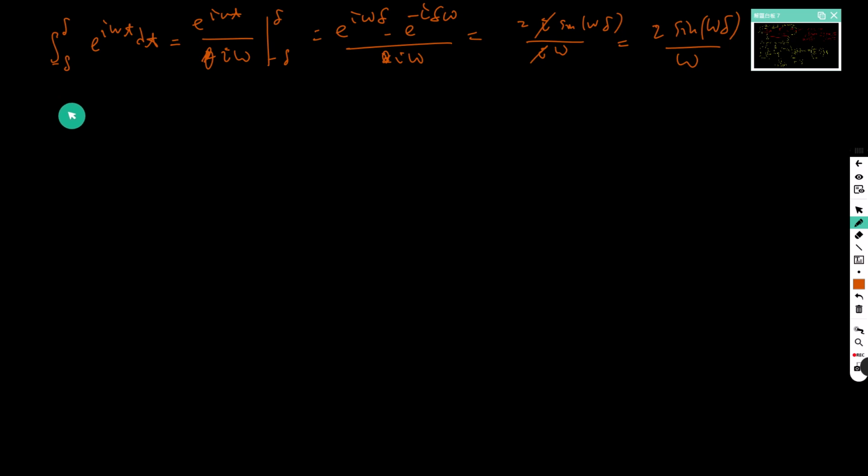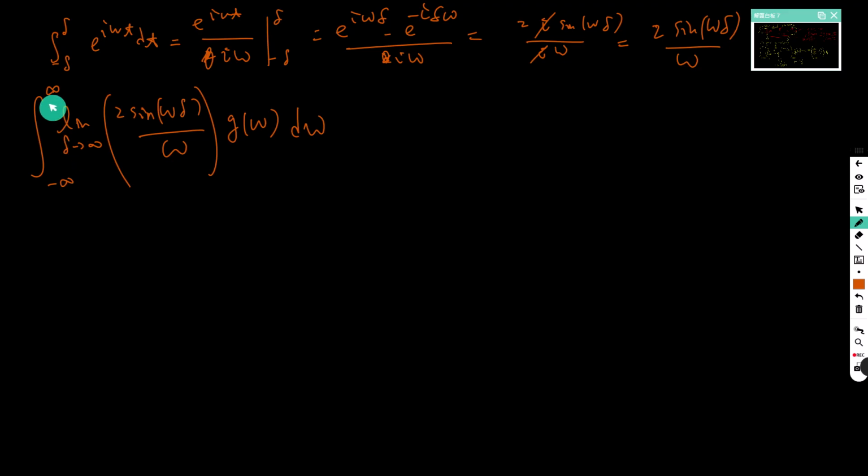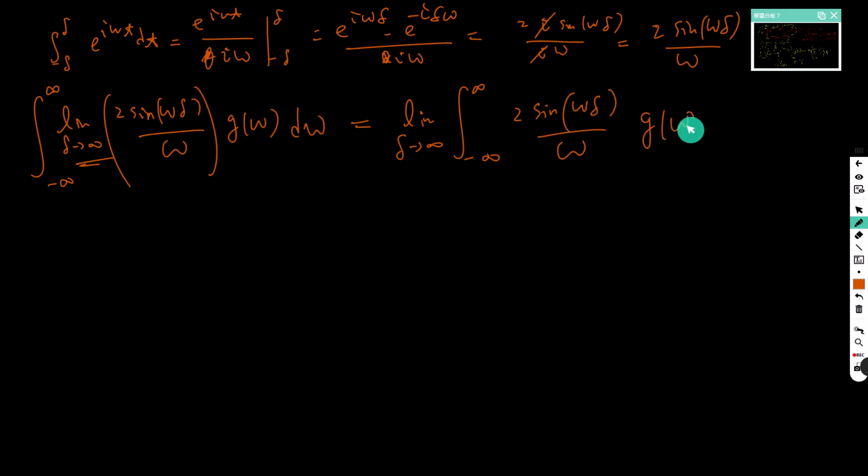Okay, so we need to take the infinite limit. Let's take the limit of 2 sine omega delta divided by omega, for any well-behaved g of omega, and do the d omega integral from negative infinity to infinity. We are not doing mathematical analysis, so we cheat a little bit. We just exchange the integral and the limit. This is actually a non-trivial step. So we get the integral of 2 sine omega delta divided by omega times g omega d omega.